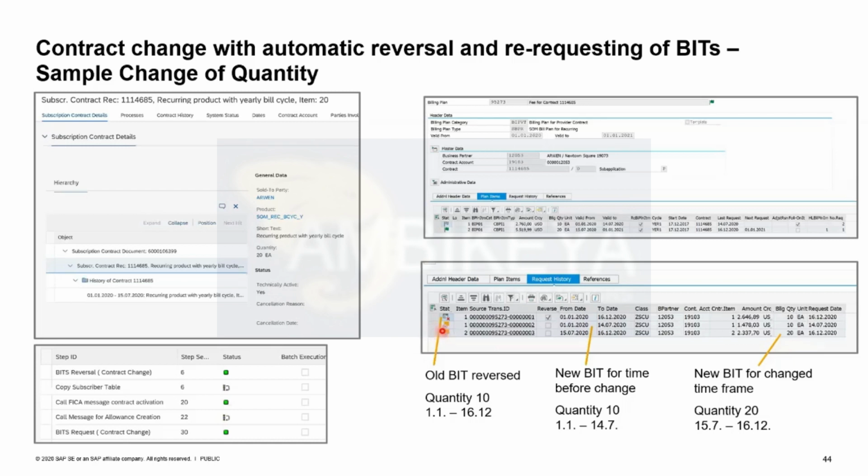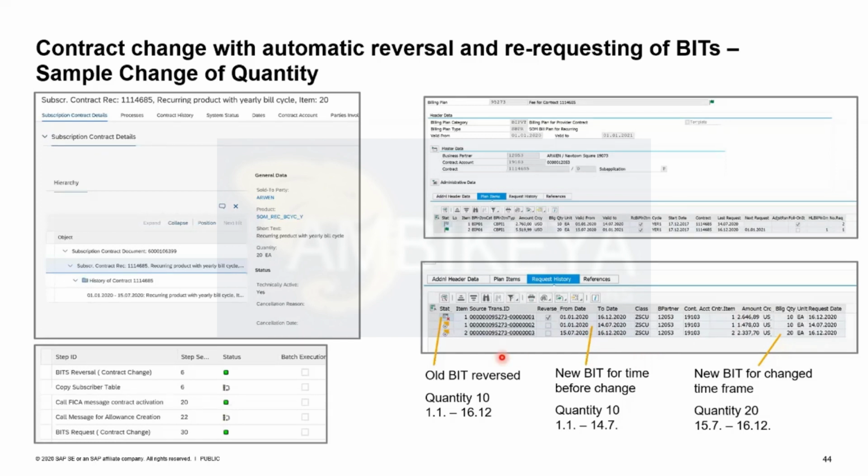For the old time, there is a bit which is already requested against the old item, and an additional bit with respect to the new bill plan item is triggered. Okay, so now the quantity is changed, so the price is also changed. And the first one is from 1st of January till 14th of July. The amount is calculated and the bit is created accordingly.